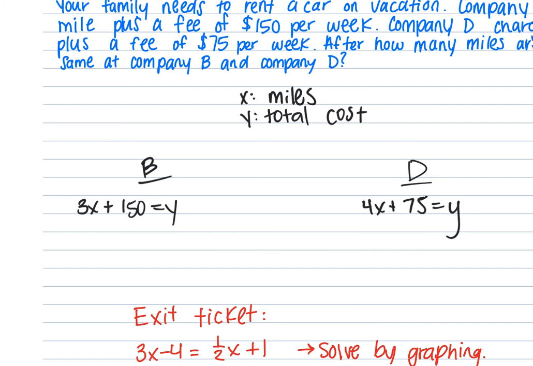But would this be super convenient to graph? No. Why not? It's not in y-intercept form. It is kind of in y-intercept form. If we flipped it around, it'd be y equals 3x plus 150, right? But is it pleasant to graph 150 with a slope of 3? Is it pleasant to graph 75 with a slope of 4? No, so what else could we do to solve this?